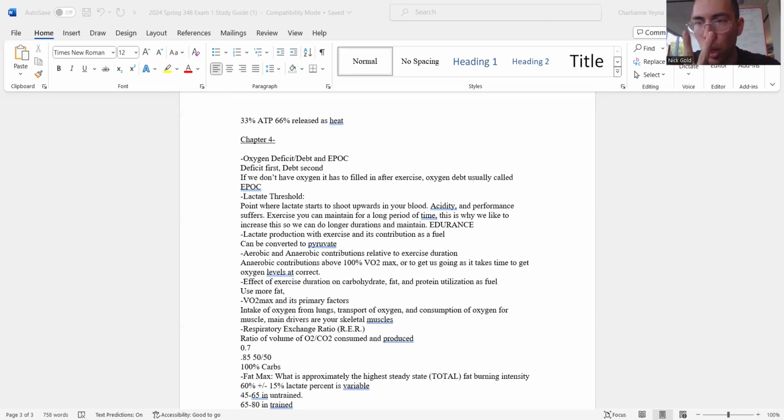Lactate threshold and VO2 go up with practice, with exercise. So the longer you do this, the more adaptation you get, your lactate threshold goes up and your VO2 max goes up as well.